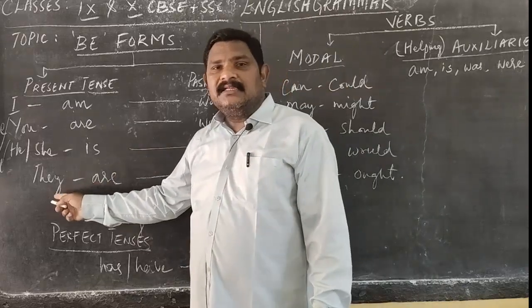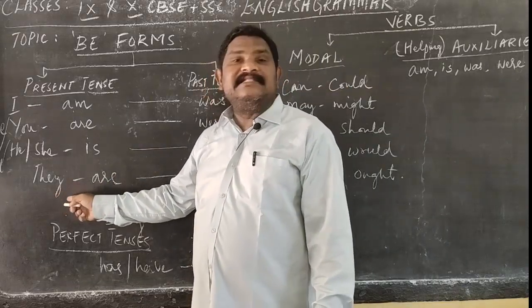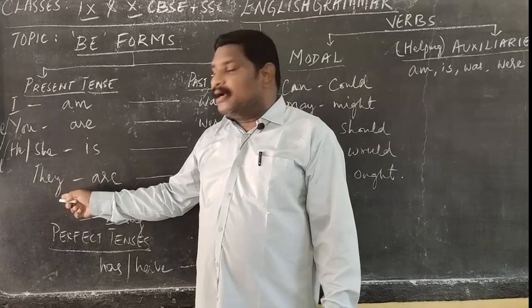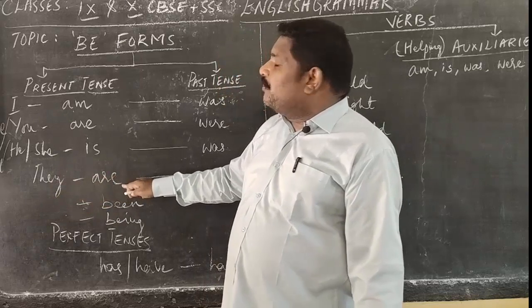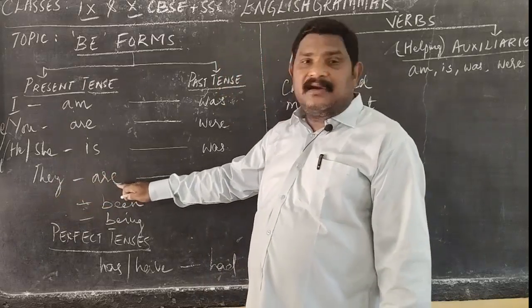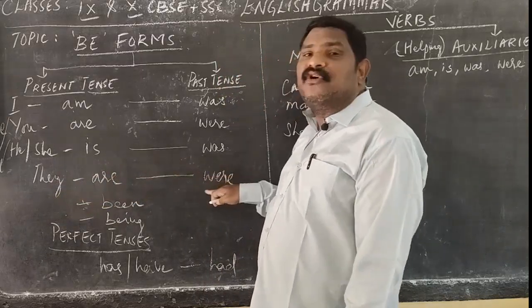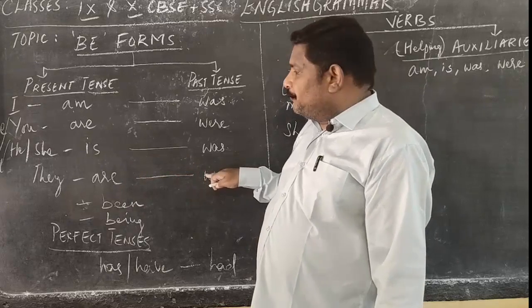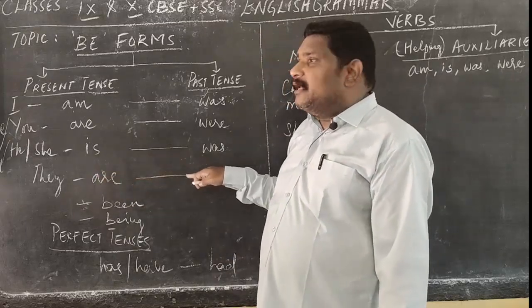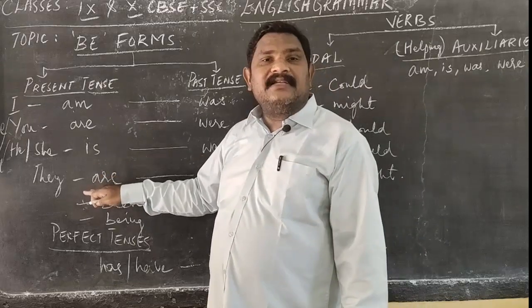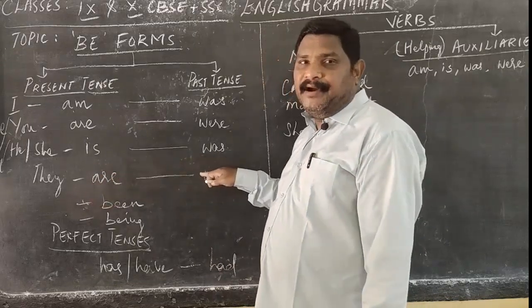And the next, third person plural, it is they. So, for they, normally the helping verb be form to be used is are. And the past tense of it is were. They are and they were. Okay, children? It has to be used as they are and they were.